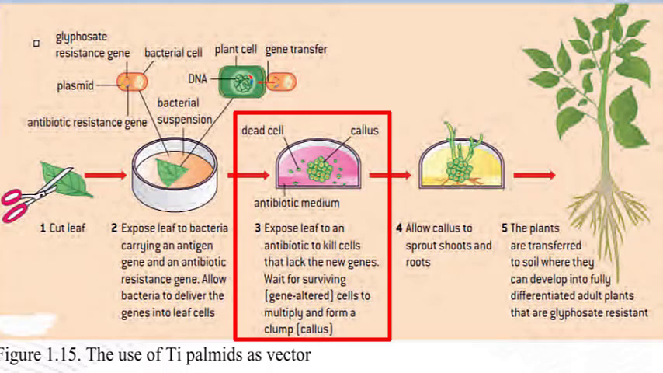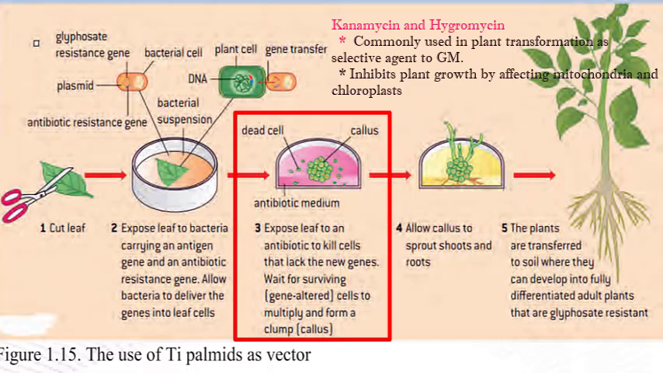Here, one thing I need to remind you is that antibiotics like kanamycin and hygromycin are commonly used in plant transformation as a selective agent for genetic modification of plants. These inhibit plant growth by affecting mitochondria and chloroplasts. This is the reason that the glyphosate resistance gene is inserted along with the antibiotic resistance gene.